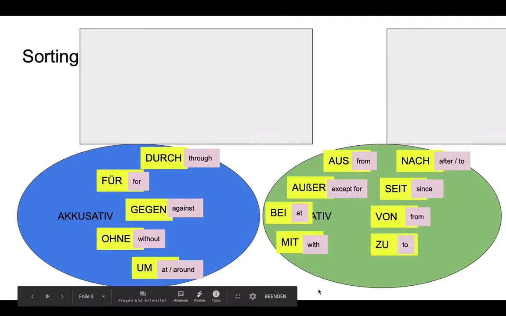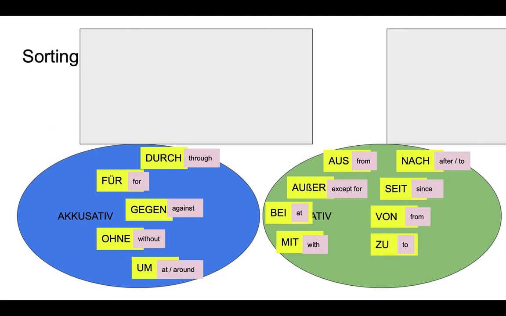Okay, so here are the answers, the sorted out prepositions between accusative and dative. In German 1, you probably learned the accusative prepositions. Durch means through, für means for, gegen means against, ohne means without, and um means at if you're talking about at a time. It can also mean around, like around the corner.